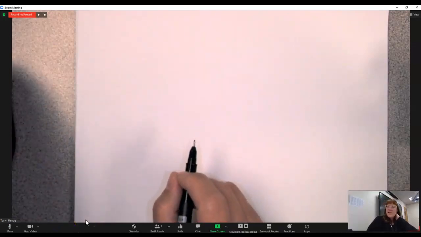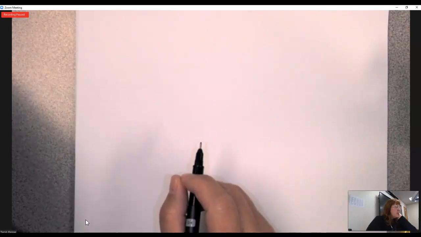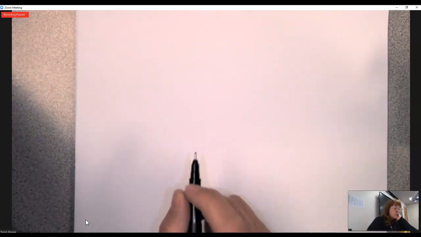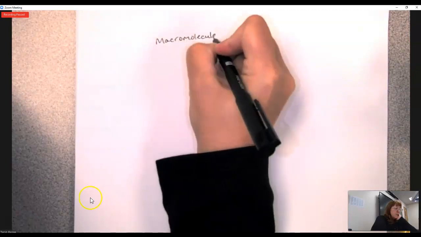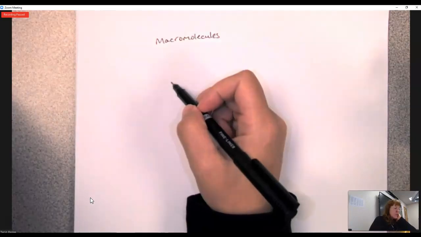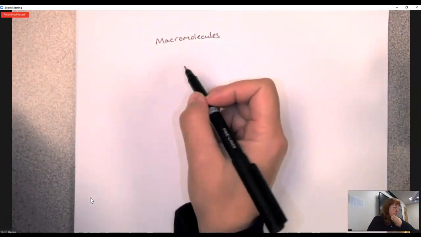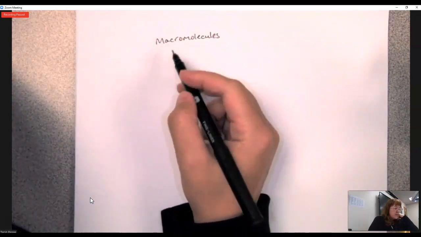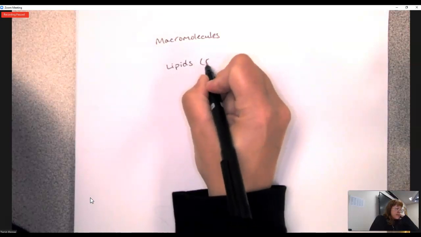Okay, hi guys. So I just wanted to wrap up with some molecules. Macromolecules means big molecules, and again, molecules just means two or more atoms working together to perform a similar function or to create a product together. So big is things like lipids, and so that is fat.